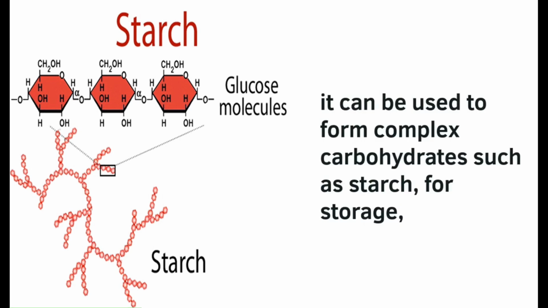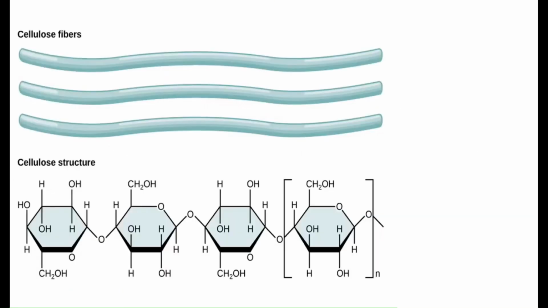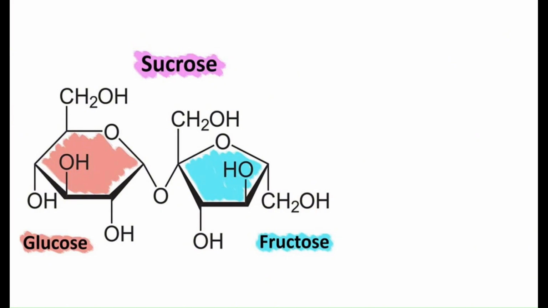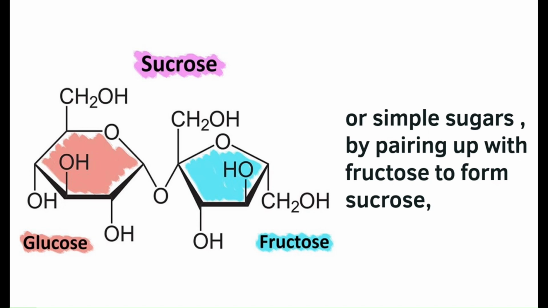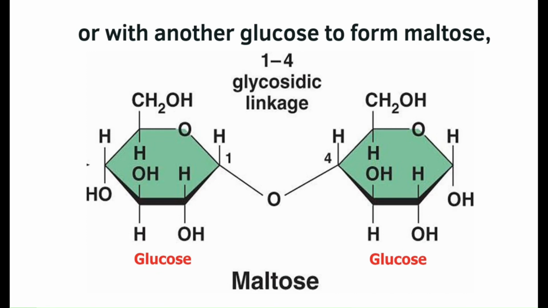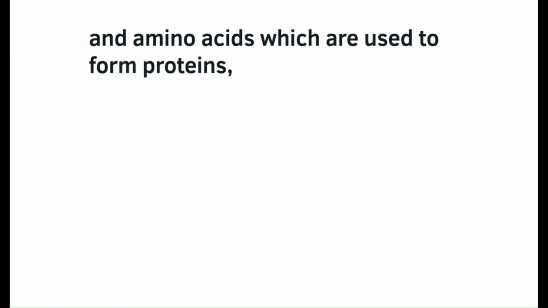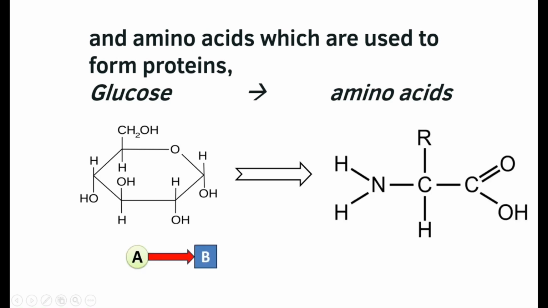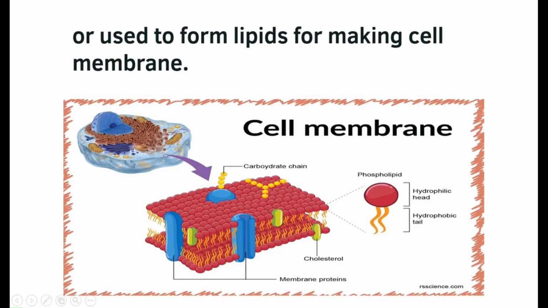You find that they have starch granules. It can be used to make cellulose, which makes the cell walls. And it can also be used to make sucrose, which is the sugar that many fruits contain. Or you can also use it to form maltose, which can then be used to form starch or other things. And it can also be used to make amino acids, which are later used to form proteins due to the buildup of amino acid chains. All right. They can also be used to make cell membranes when they form a carbohydrate chain, etc.